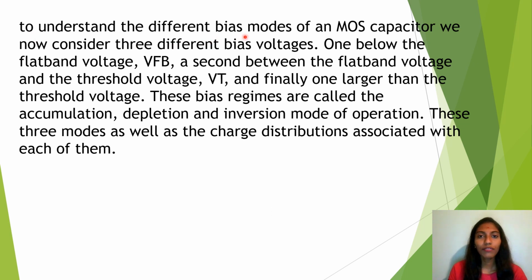To understand the different bias modes of an MOS capacitor, we now consider three different bias voltages: one below the flat band voltage VFB, second between the flat band voltage and the threshold voltage VT, and finally one larger than the threshold voltage. These bias regimes are called accumulation, depletion, and inversion mode of operation. These are the three modes as well as the charge distributions associated with each of them.